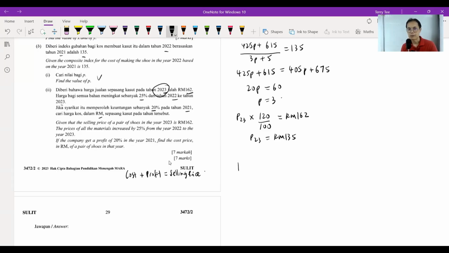All right, now the next thing is you're going to work backwards because there are two consecutive indices that we have. There are 3 years involved. The first year is 2021, the second year 2022, third year 2023.